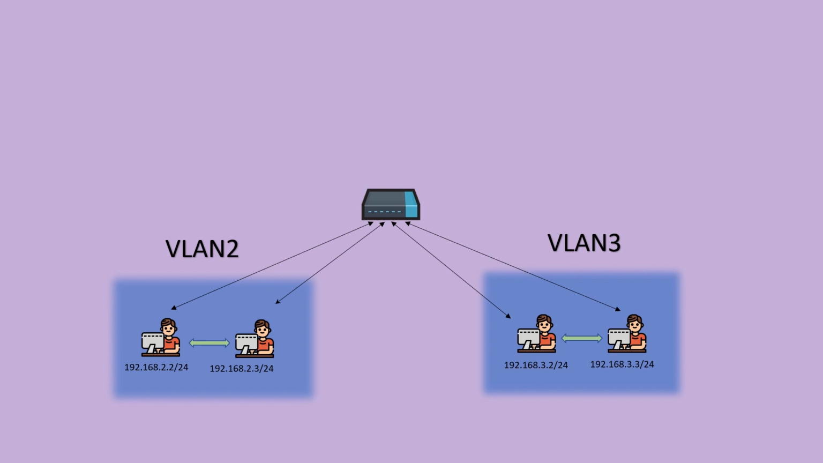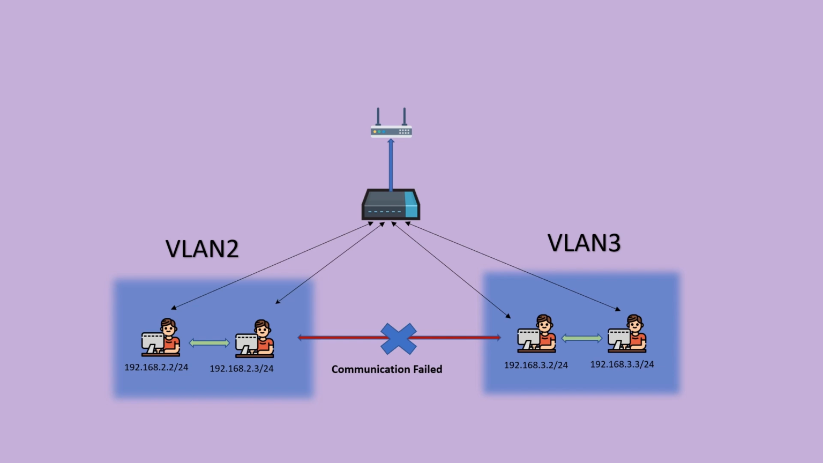For example, if a computer in VLAN 2 tries to communicate with a computer in VLAN 3, the communication will fail. This happens because VLANs are separate broadcast domains, and a layer 3 device is required to route traffic between them. The router will allow devices in VLAN 2 and VLAN 3 to communicate with each other. We will connect the switch to the router using a trunk link and add router subinterfaces for each VLAN.